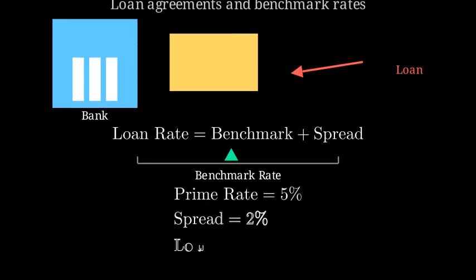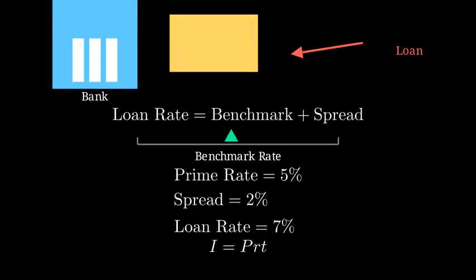Let's do a calculation example. Suppose the agreement says the loan rate is prime rate plus 2%. If the current prime rate is 5%, then the loan rate is 7%. If the company borrows $100,000 for 1 year, the interest cost is principal times rate times time.